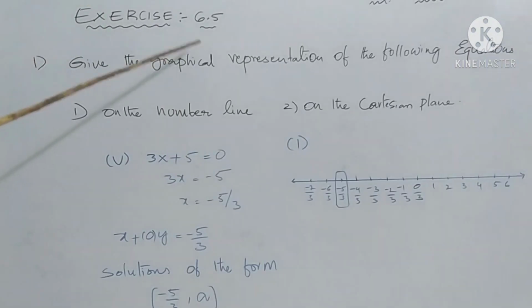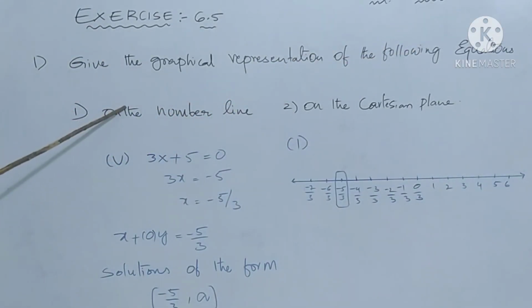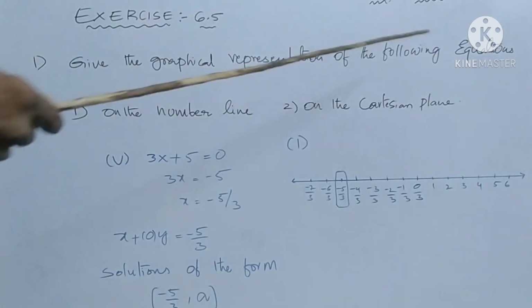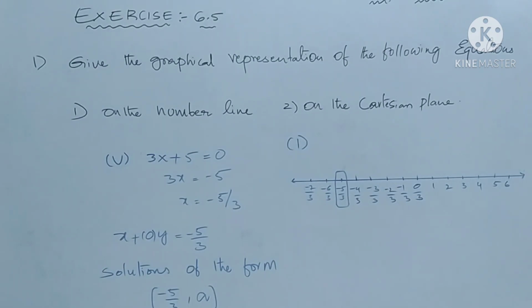This is exercise 6.5. First question. Give the graphical representation of the following equations. First question on the number line, second one on the Cartesian plane. Previous problem we already know how to draw x is equal to 3, y plus 3 is equal to 0, y is equal to 4. These type of questions, but this is different from the previous one.